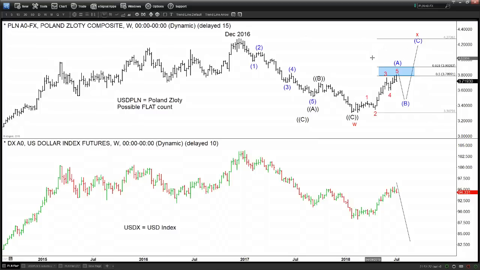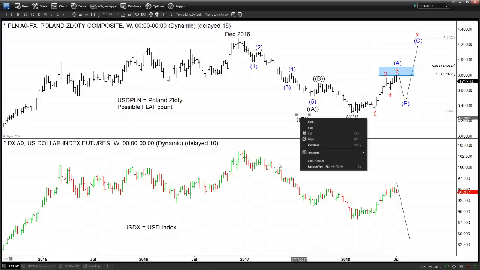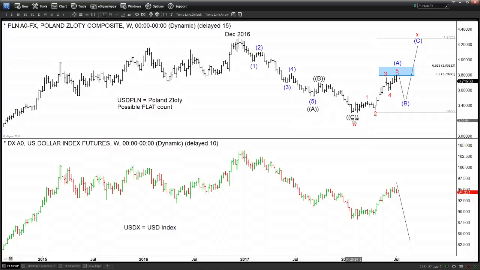So there are two different ways to view it. One is using a flat, another one is that this 5 waves up that we see is only wave A of a zigzag. Now, which one is it? Only time can tell which one is going to play out.